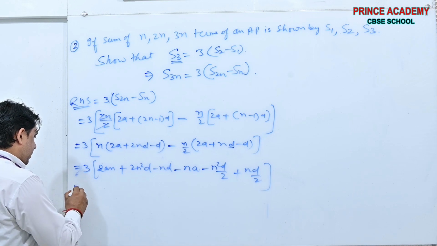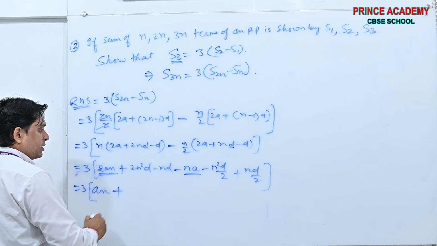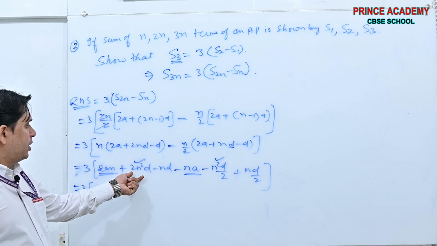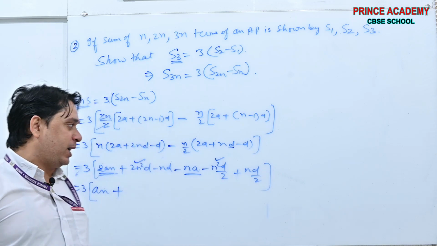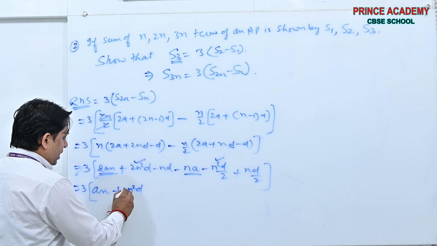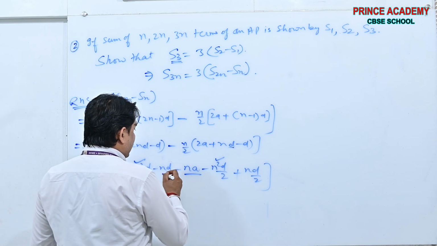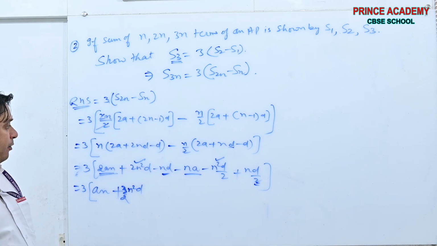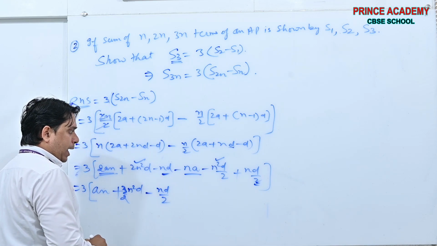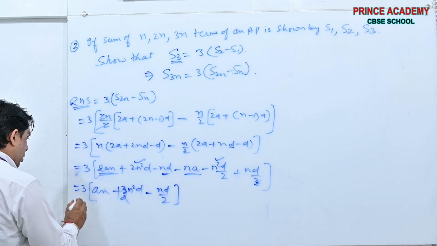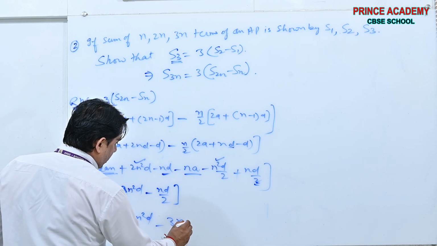Okay, now see beta, 2an minus an, plus 2n square d minus half n square d, 1.5 or 3 by 2 n square d, yes or no? N square d, 3 by 2 n square d. Okay, then minus nd plus nd half, minus 1 plus half, minus half. Okay, this is the result, now multiply: 3an, 9n square d by 2, minus 3nd by 2.